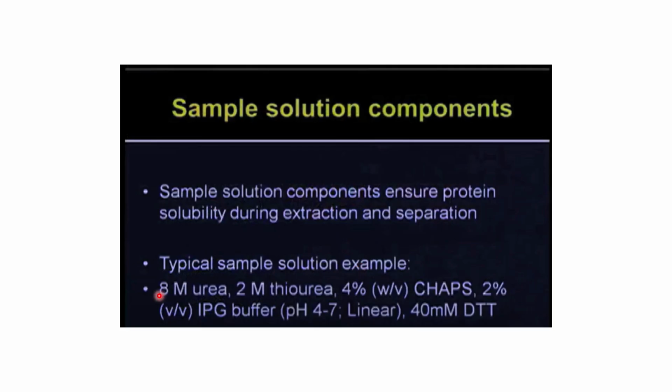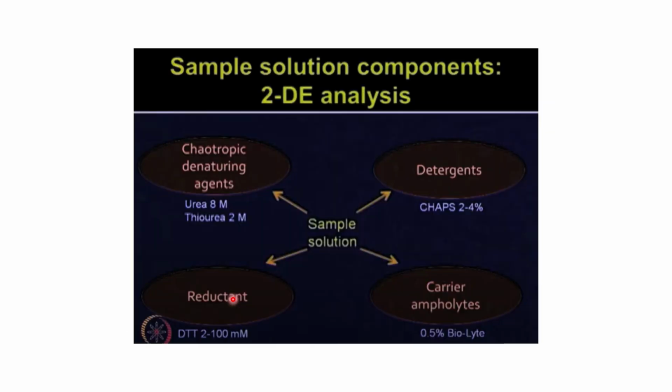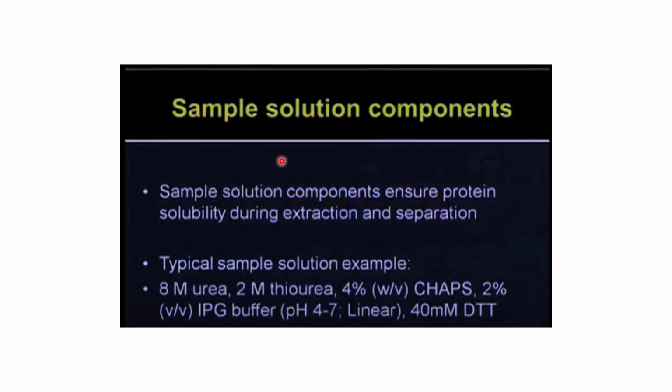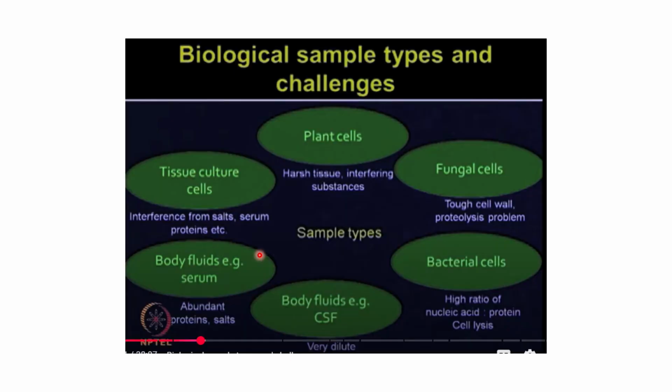So, typical sample solution. As I just mentioned, you can use two, three together also. So in a typical sample solution, you have urea, thiourea, you have CHAPS, you have DTT. This has a role of breaking disulfide bonds. This has a role of solubilizing the protein by giving certain charge to it. Similarly, CHAPS, etc. So each and every component has its own role, and overall, it will enhance the solubilization of the protein.